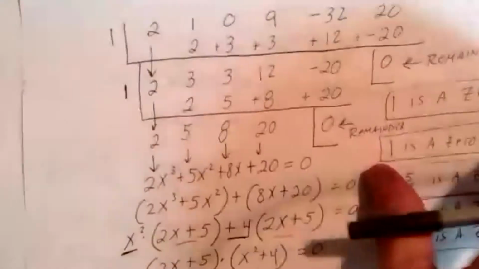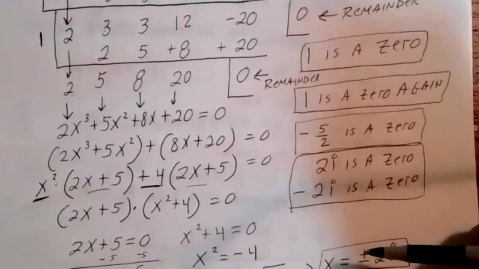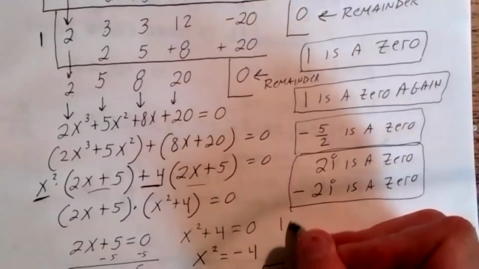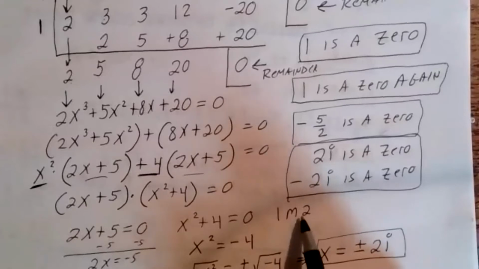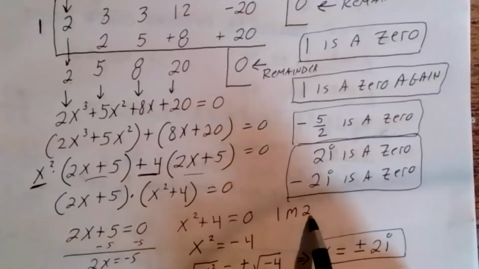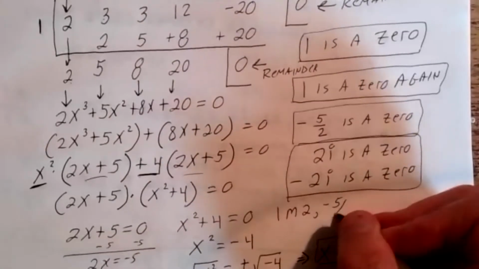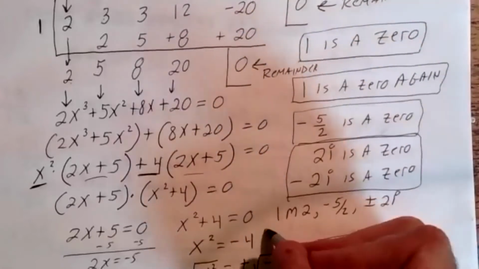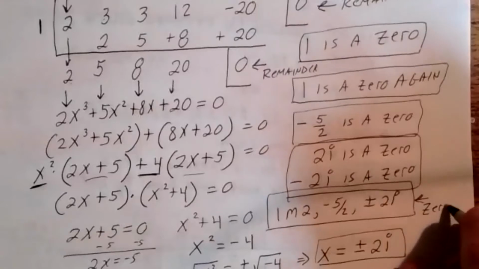Or, ladies and gentlemen, that theorem is guaranteeing that the sum of the multiplicities of all these zeros must be equal to what? 5. So we would say that 1 is a 0 of multiplicity of 2. Everybody see the notation? 1 is a 0 with multiplicity of 2. In other words, it's a repeated 0 and it repeats 2 times. Negative 5 halves is a 0, and positive and negative 2i are zeros. And there you go. There's your list of zeros for this polynomial function. Okay?